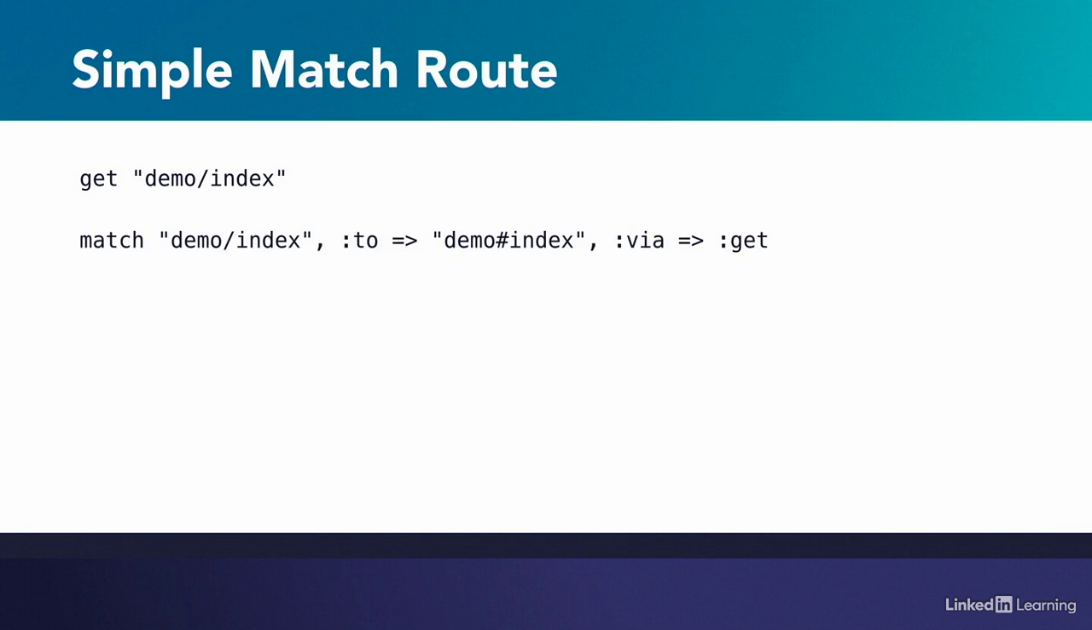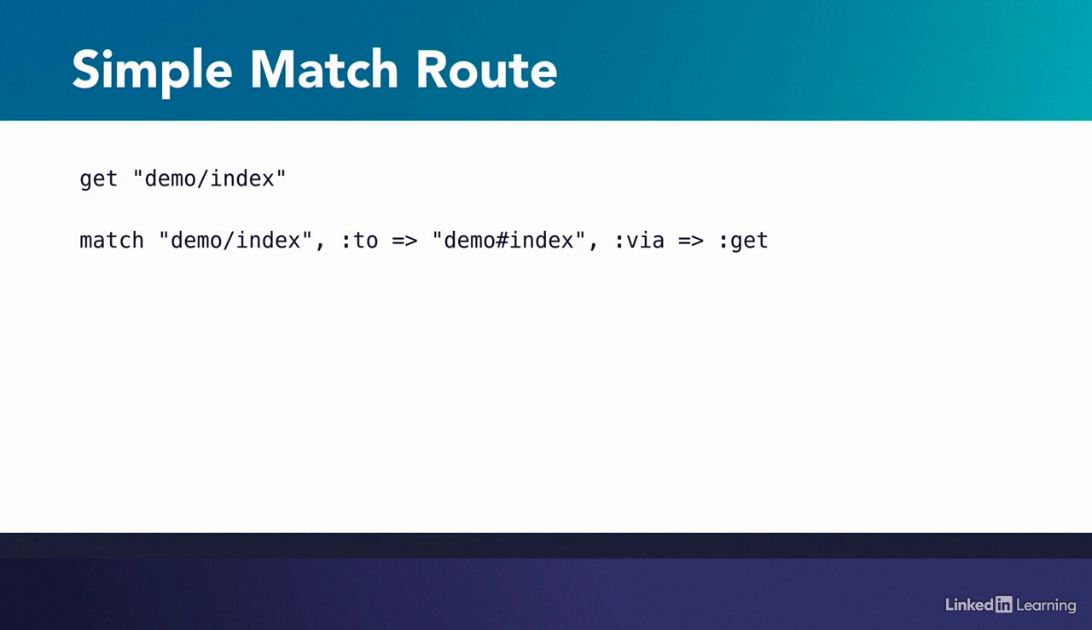Match, and then the string that we're matching, the thing that should be in the URL to look for, and where we should then send that request. That's what the to portion is. And it has demo with a pound or hash sign followed by index. That lets us know that we're mapping this string to the demo controller and the index action. And we're going to do it using a GET request.